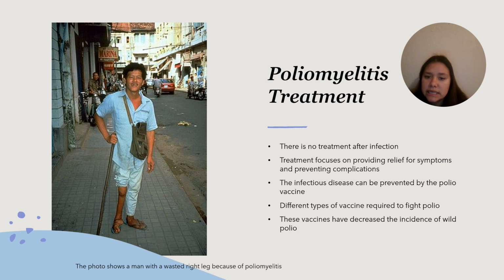Different types of vaccines are required to fight polio. This could either be the injected inactivated virus or the oral weakened virus. These vaccines have decreased the incidence of wild polio from 350,000 cases in 1988 to just 30 in 2022, contained to just 3 countries. The photo I included shows a picture with a wasted right leg because of poliomyelitis.